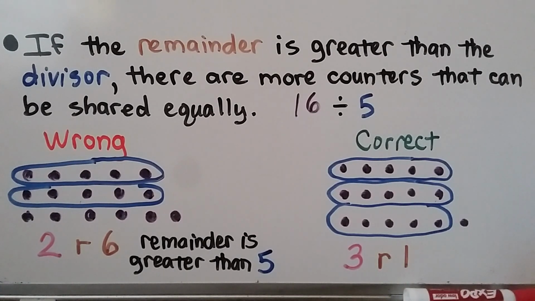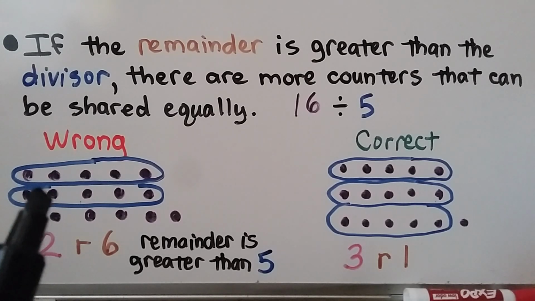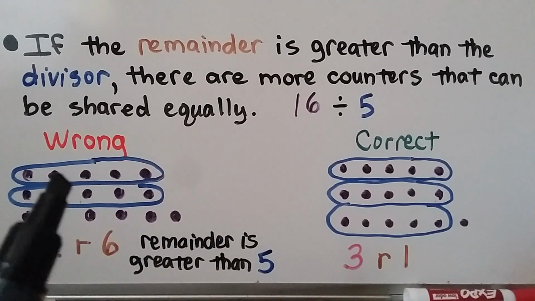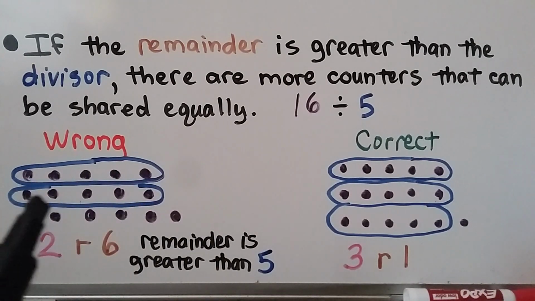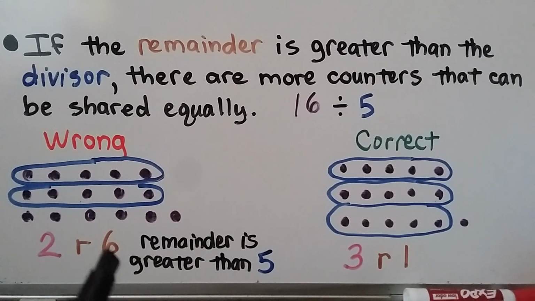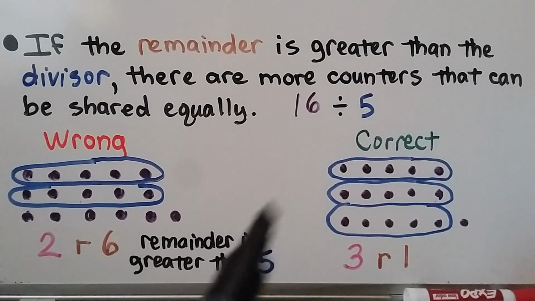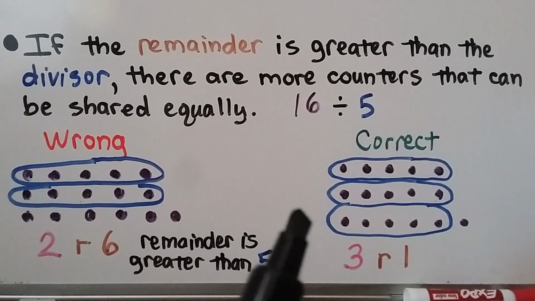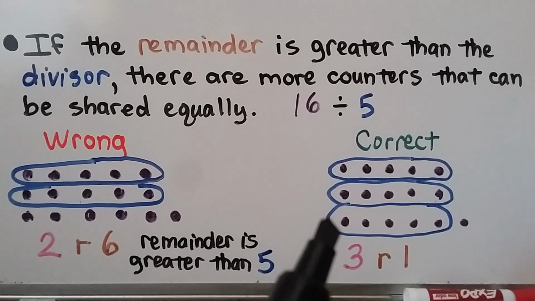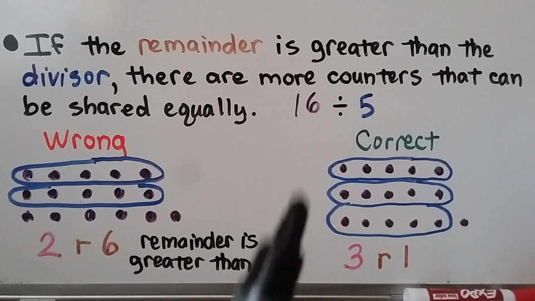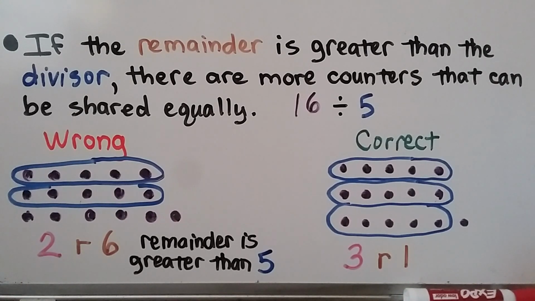If the remainder is greater than the divisor, there are more counters that can be shared equally. So this was done wrong. There's 16 counters. We're doing 16 divided by 5. They put 5 into 2 groups and said that the answer is 2 remainder 6. But the remainder is greater than that 5. That means we could have made one more group. The correct way would have been to have 3 groups of 5 with 1 remainder. Whenever the remainder is greater than the divisor, we can make another group, or we could put more into each group.